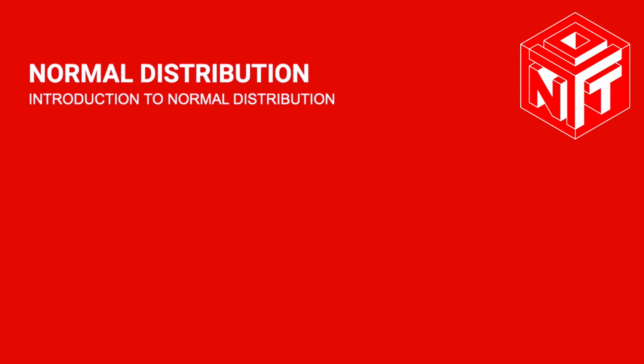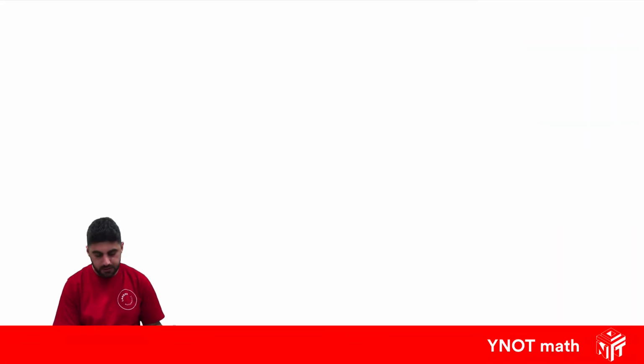Introduction to normal distribution. So normal distribution refers to a symmetric distribution of data that has some special features that we're going to look at. Let's have a look at some examples of normal distribution.